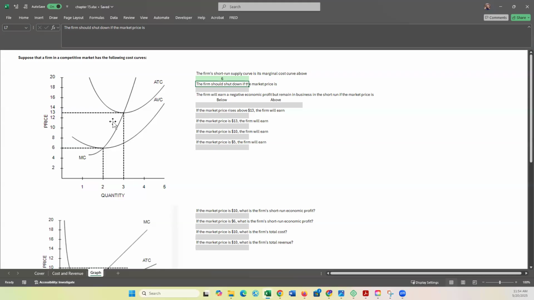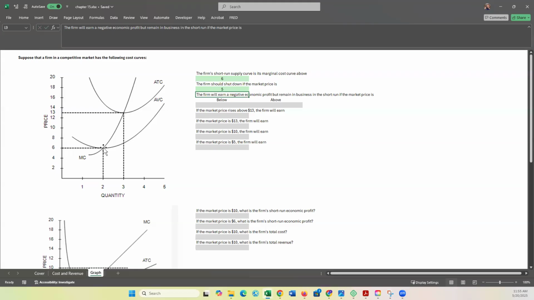The firm should shut down if the market price is below, what did I say, five? If the market price is five, maybe I have to clarify this too. If it's at $5, that means I'm receiving $5 per pizza and the average pizza is costing me more than that. I would shut down.